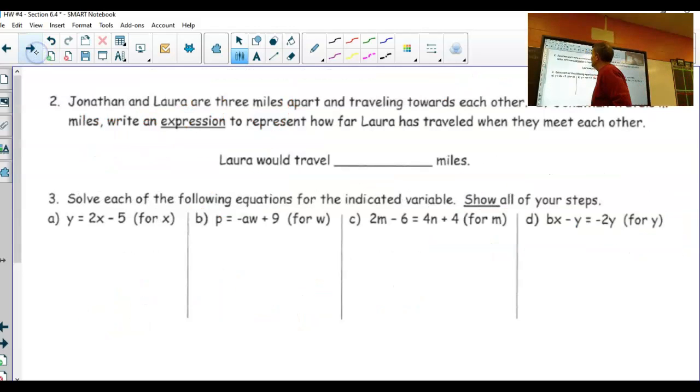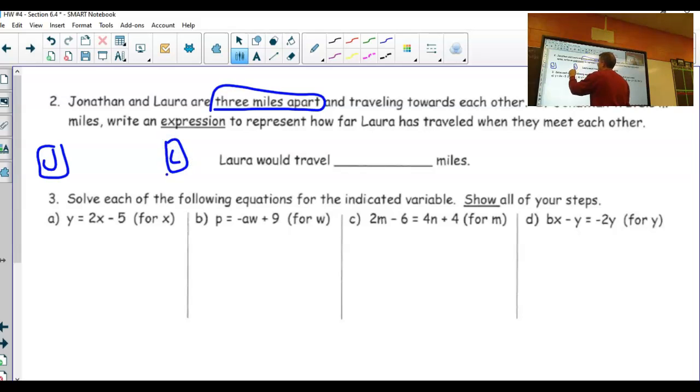We're on to number 2. All right, number 2 is a really interesting problem, I think. I'm really curious how many people got this correct. I have these two people that are 3 miles apart. So you've got Jonathan here, and you've got Laura here, and they are 3 miles apart. And they start traveling toward each other.